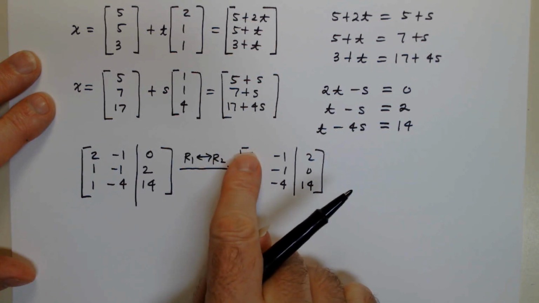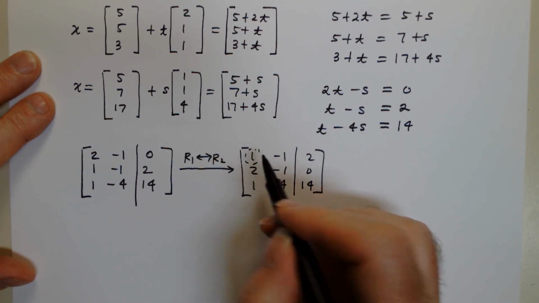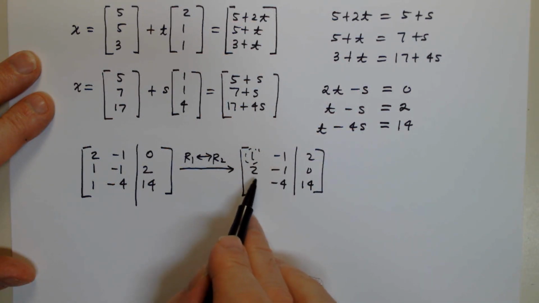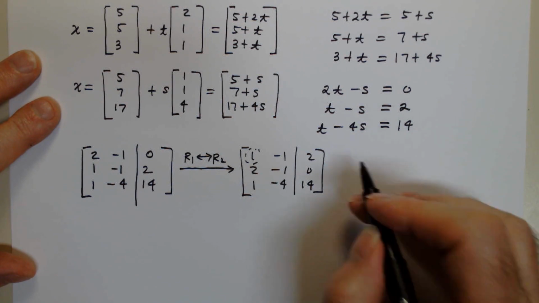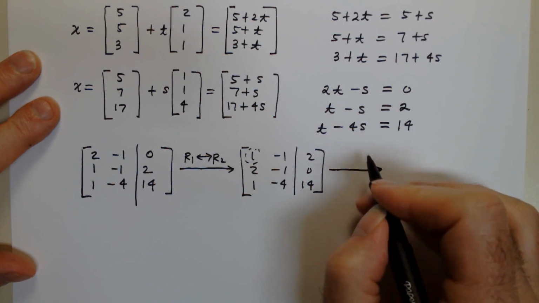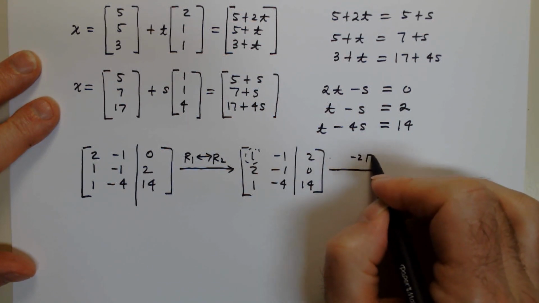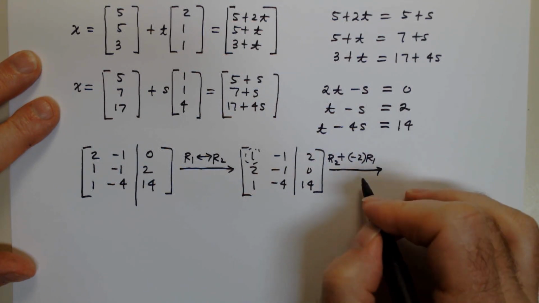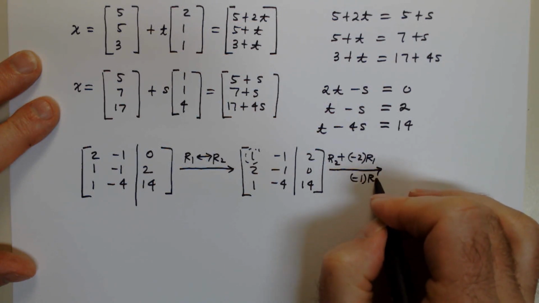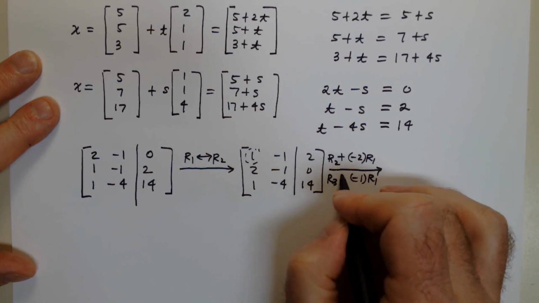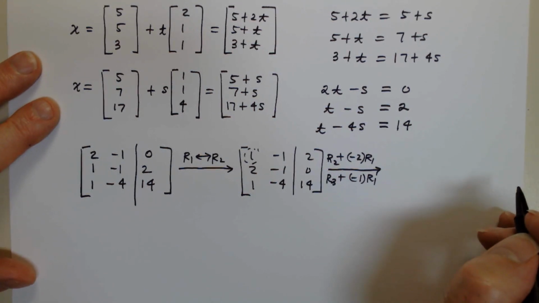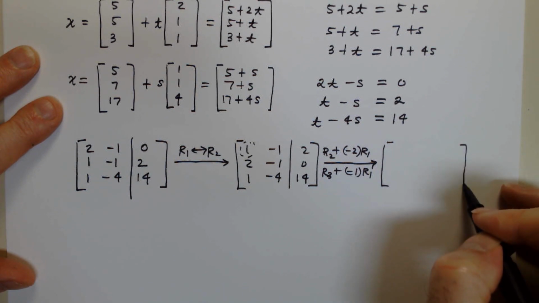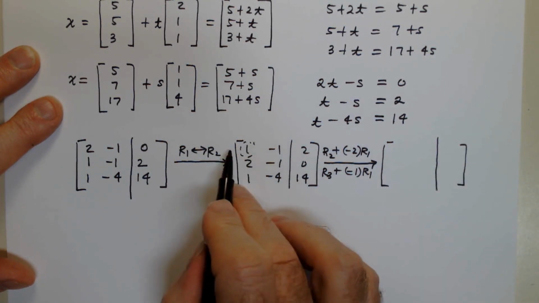Because now this is my leading entry, and I want to use it to change that 2 into a 0 and that 1 into a 0. So I can do this by doing -2 times row 1 and adding that on to row 2. And I'll do a -1 times row 1 and add that on to row 3. Okay? Now when I do that, row 1 is not changing.